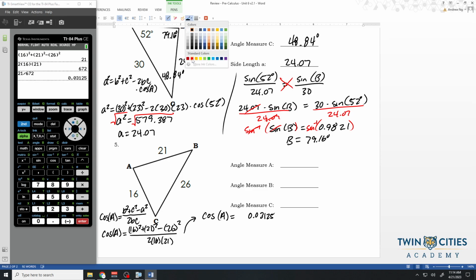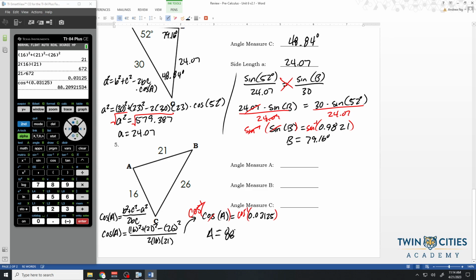No, I don't want to solve cosine of A, I want to solve A. So I'm going to do the cosine inverse of both sides. And that'll give me A is equal to cosine inverse of this, which is 88.2 degrees.